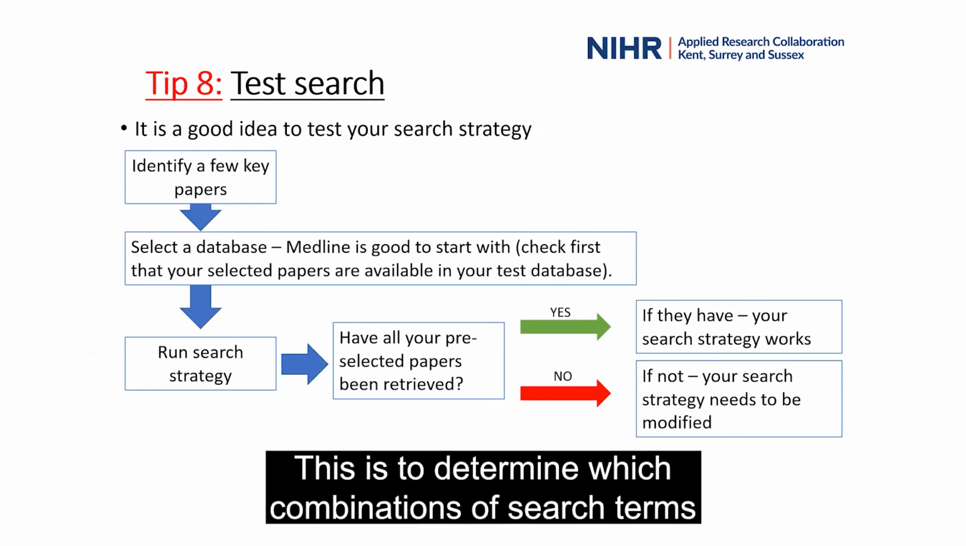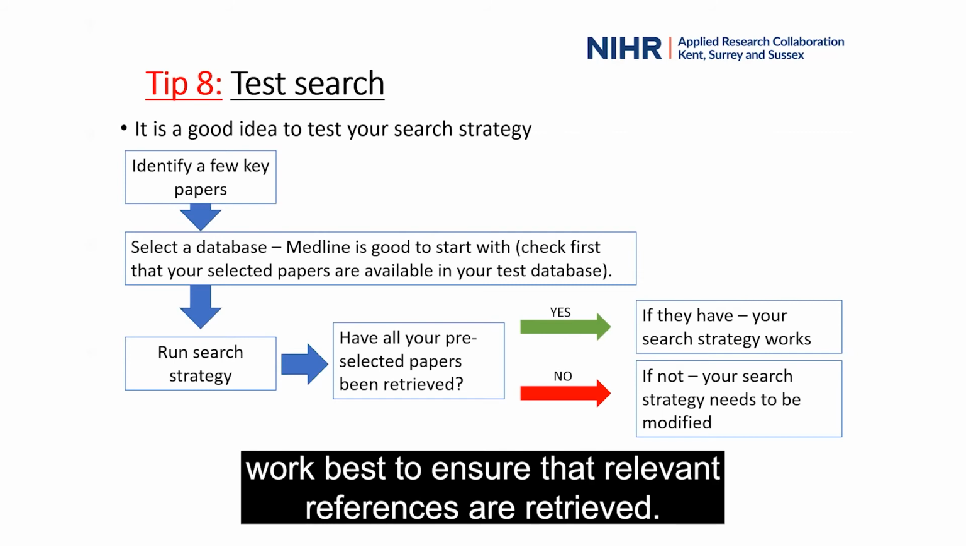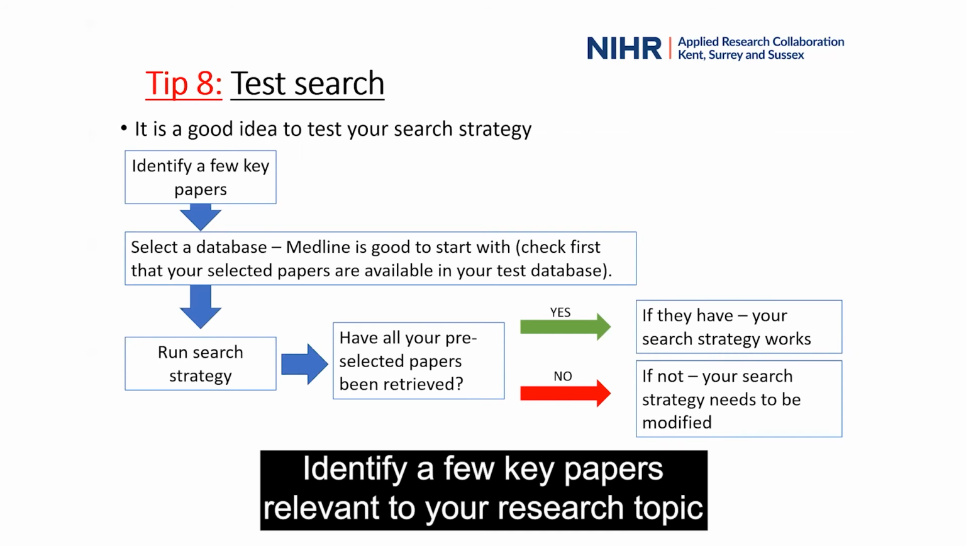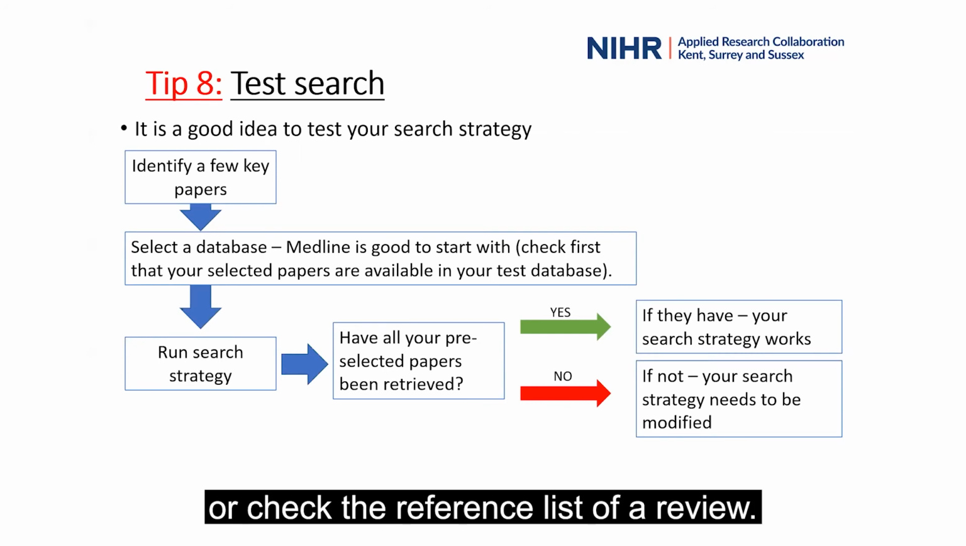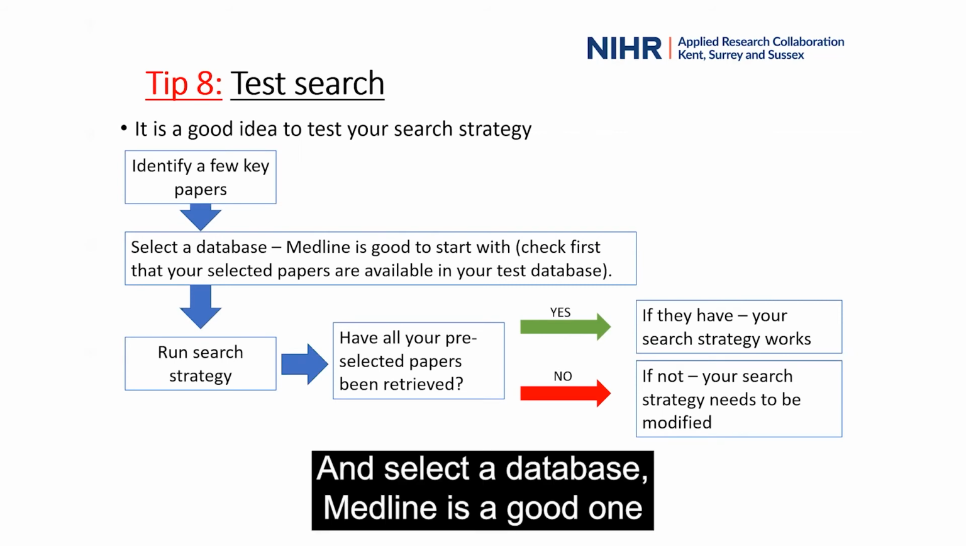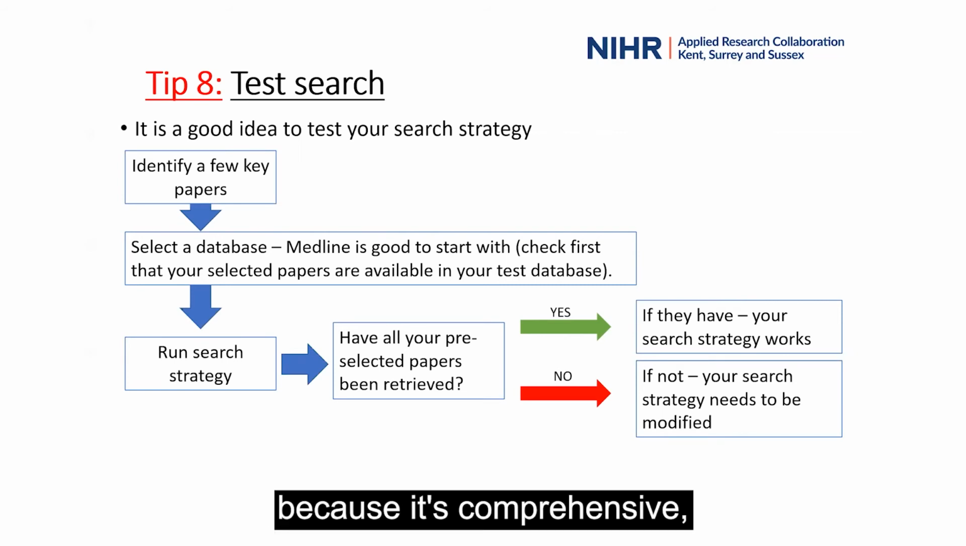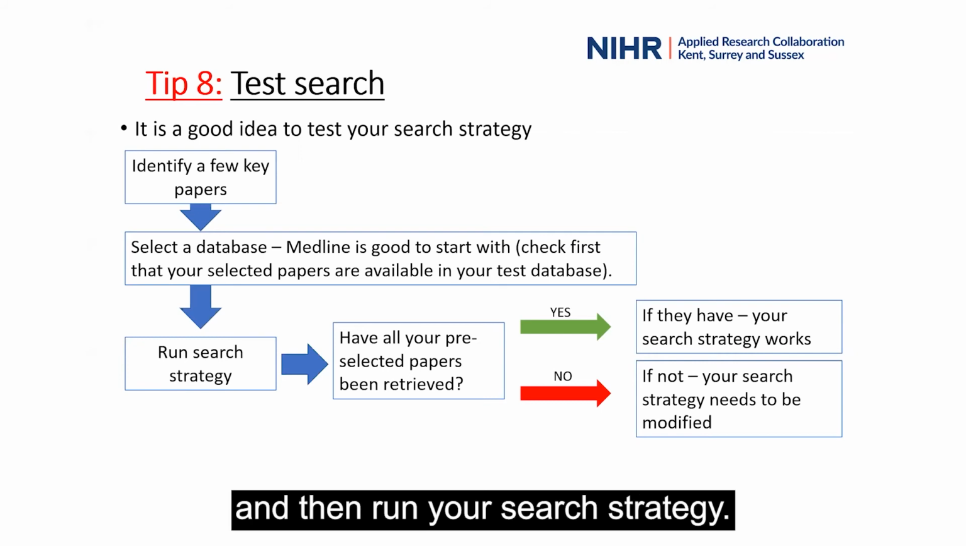This is to determine which combinations of search terms work best to ensure that relevant references are retrieved. Identify a few key papers relevant to your research topic or check the reference list of a review. Then select a database. Medline is a good one because it's comprehensive. And then run your search strategy.